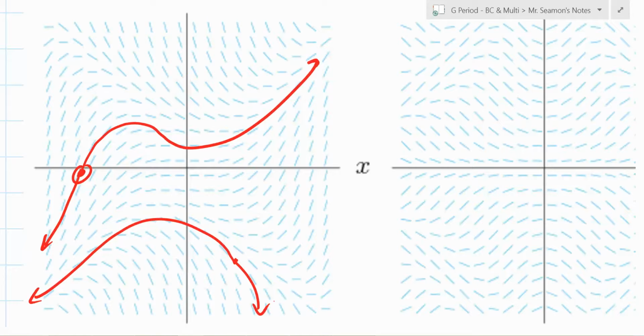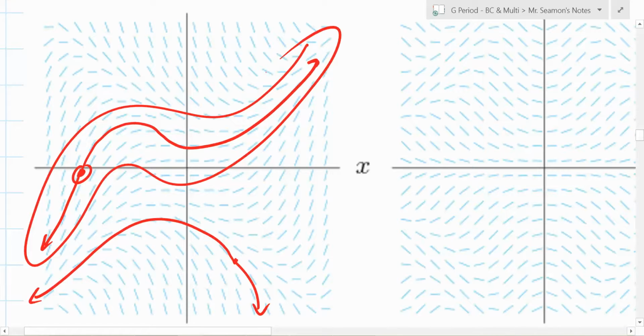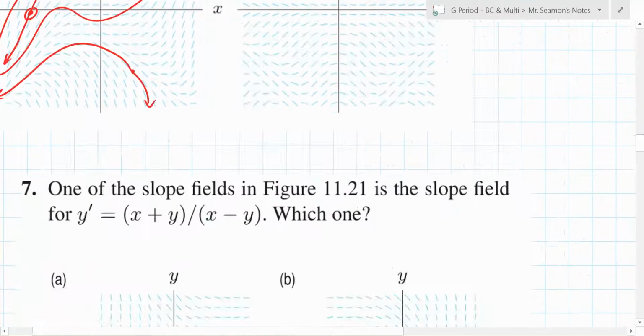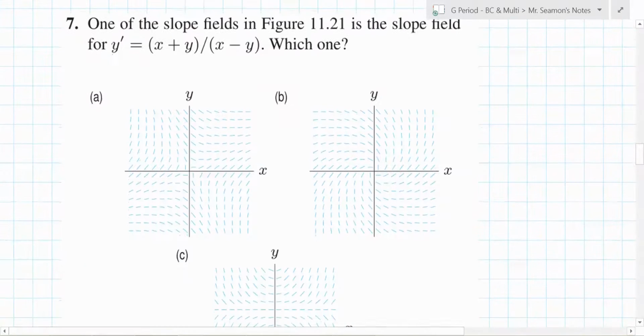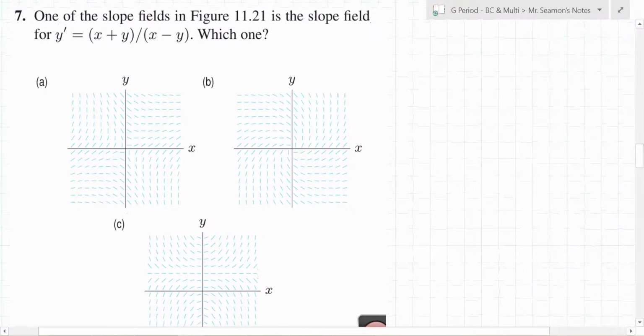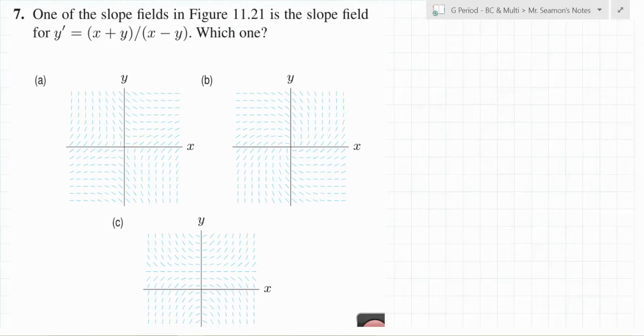Do you remember this? These are called initial conditions. This represents one particular solution. So, one thing you could be asked to do is identify a slope field based on the equation that they give you. Does anybody remember doing this last year? No. So, the way you don't do this is you try to generate the entire slope field manually. You do this by elimination.